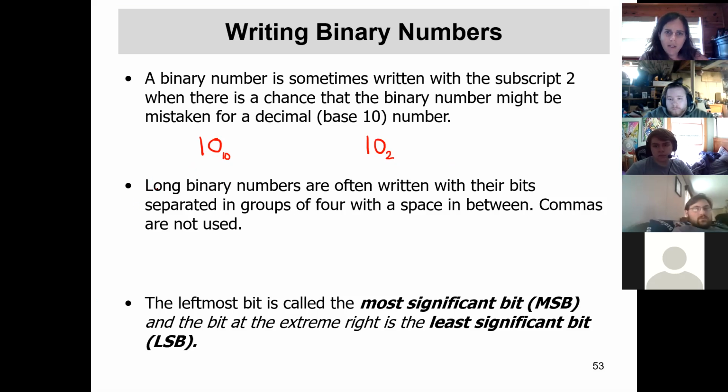Okay, long binary numbers are often written with their bits separated in groups of 4 with a space in between, and commas are not used. So let me just put up an example here. Looking at a number like that, go ahead and write it down. Get all those zeros and all those ones correct.